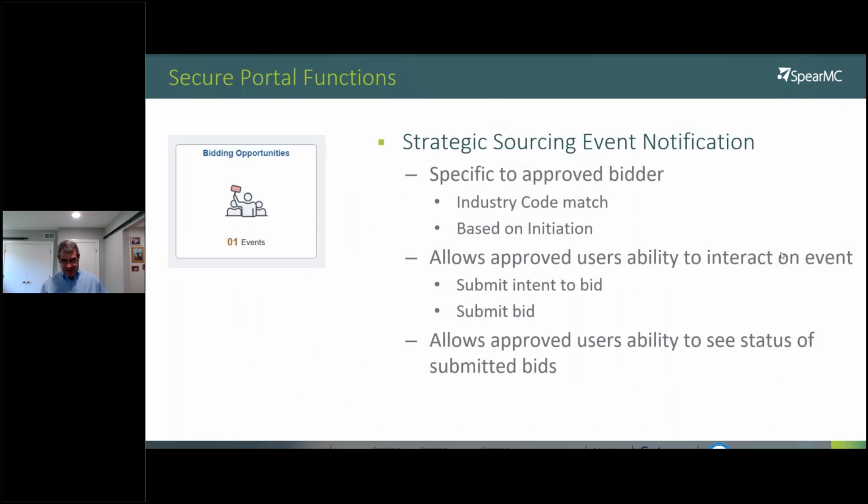Bidding opportunities I've talked about ad nauseum. This is strategic sourcing. This is where you would go in, you'd be able to see which opportunities are out there, and respond to the opportunities that you're a fit for. It might show up just automatically based on when you registered and you identified your industry code. It might call it out to you and show you. And it might not, by initiation.